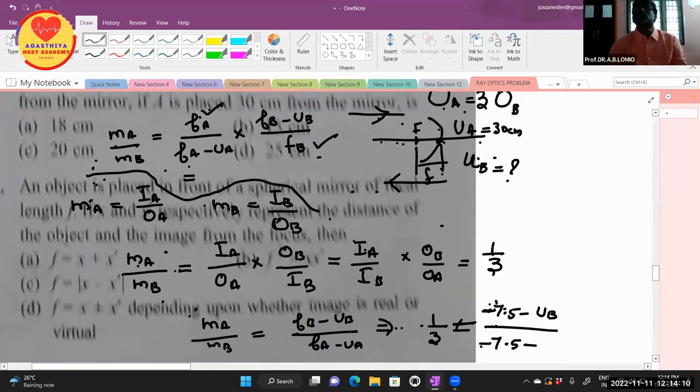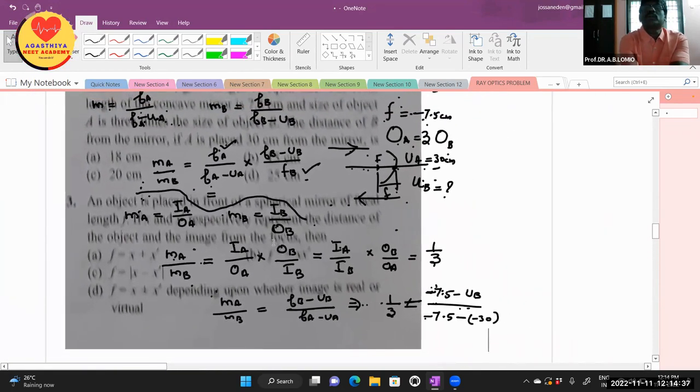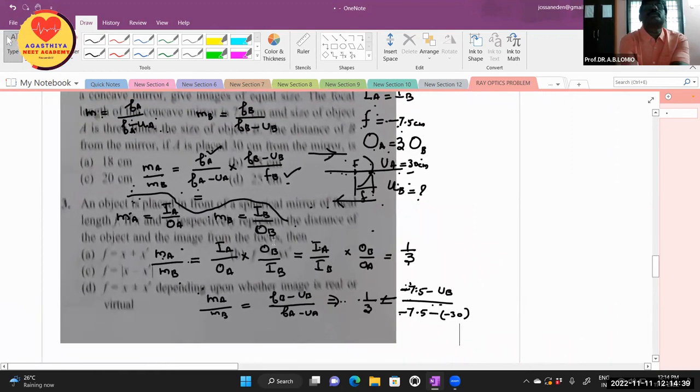UA is actually the position of the object. You have to put the negative sign over here because it is measured from the pole to the left hand side, in the opposite direction of the ray of light. Therefore, minus of minus is plus. If you simplify this, you can find out the UB value. Can you tell the answer by simplifying the last one? Just simplify that and tell me.